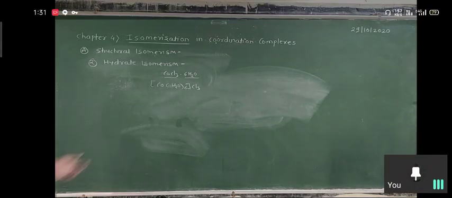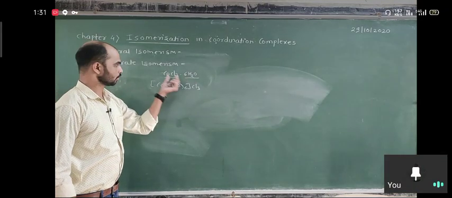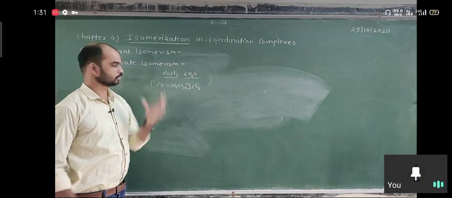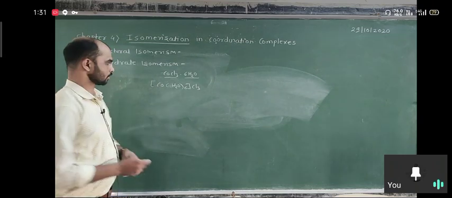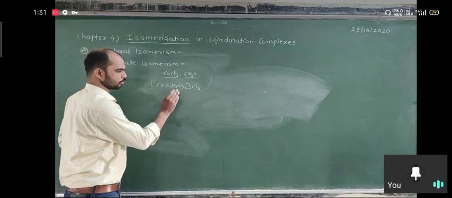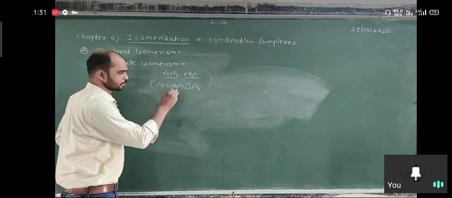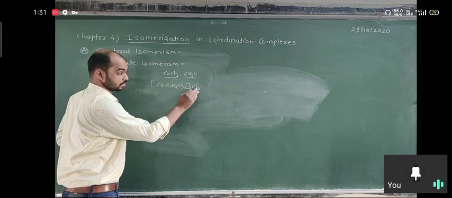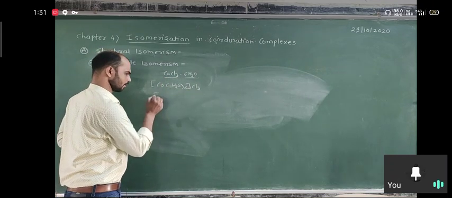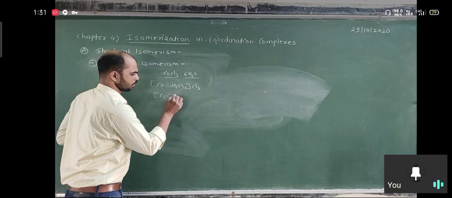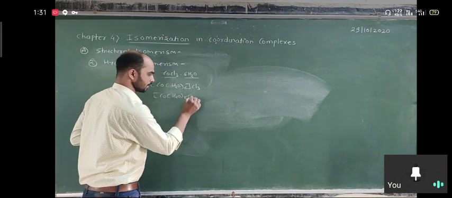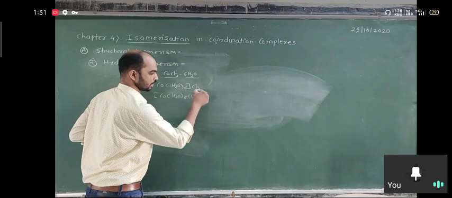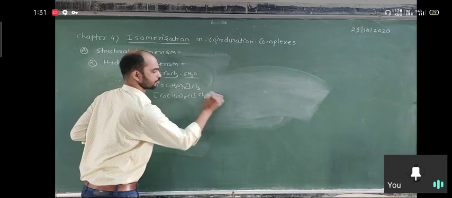Here, suppose the molecular formula is given to you: CoCl3·6H2O. That means this compound has three isomers. In the first case, all the water molecules are present in the coordination sphere and all three Cl are outside the coordination sphere. But in the second case, it is possible that only 5 water molecules are inside, 1 Cl again inside, only 2 Cl outside and 1 water molecule is there.